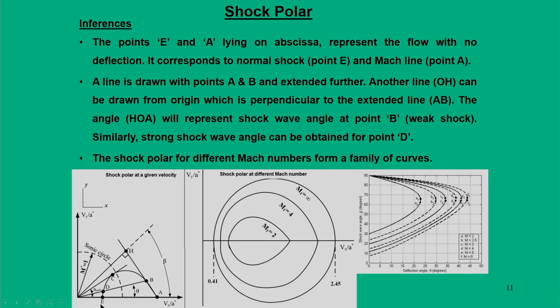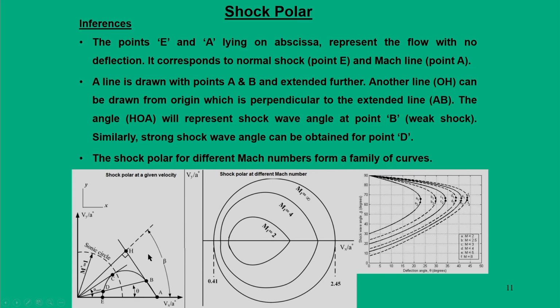So, the point E refers to the normal shock, and because it is within the sonic circle and it lies on the abscissa. Whereas point A refers to a Mach wave situation, or a Mach line, and it also lies on the abscissa.